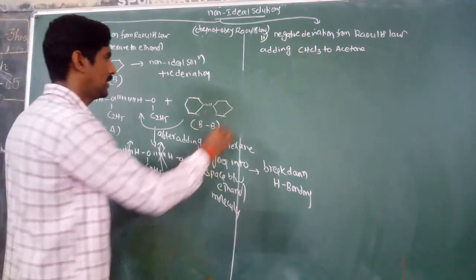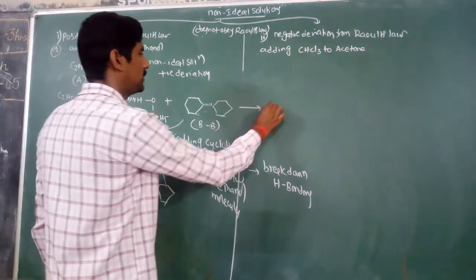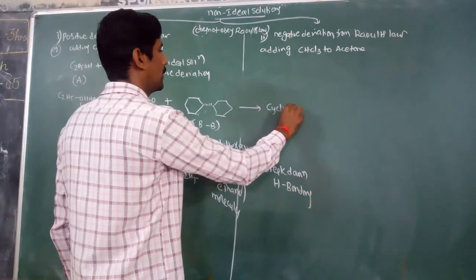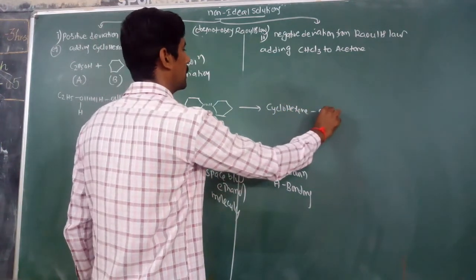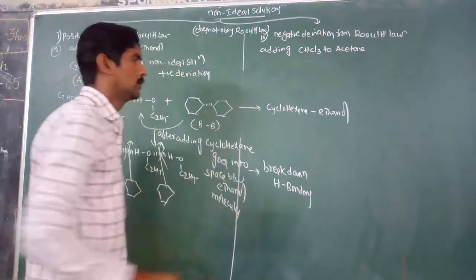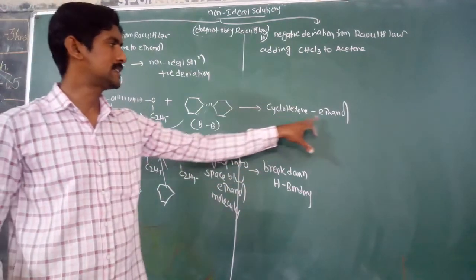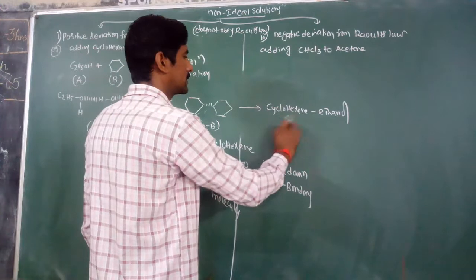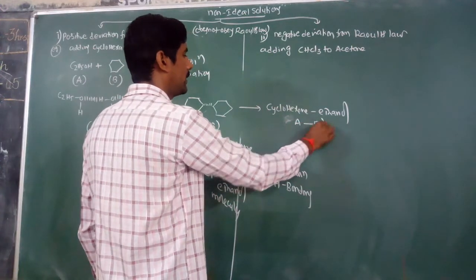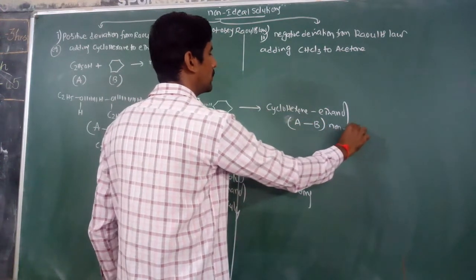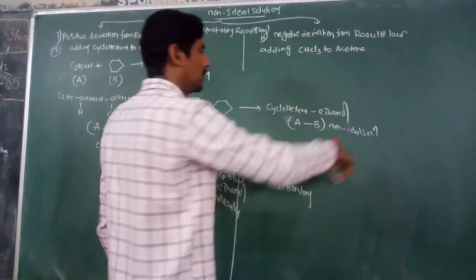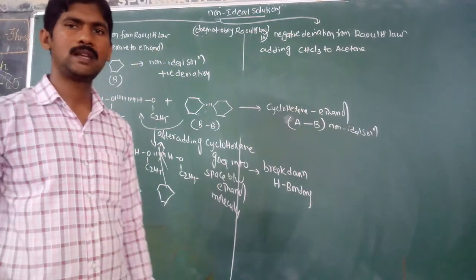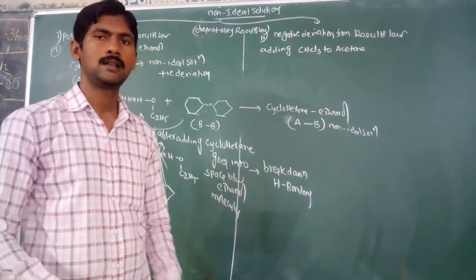So which means that after adding cyclohexane to ethanol, there is formation of a cyclohexane-ethanol non-ideal solution. Cyclohexane-ethanol non-ideal solution. So they can show positive deviation. What is the meaning of positive deviation?